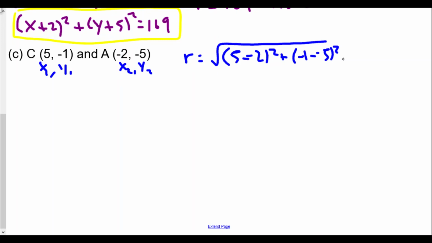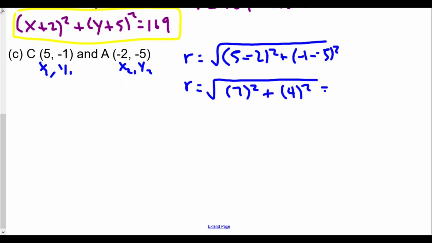Now, I switched it around. In this case, I could write this -2 minus 5, and then -5 minus -1. In the end, when you square, the sign doesn't matter. So if you switch them around, this is one of those formulas a little bit forgiving in putting the numbers in of the order for x1, x2, and y1, y2. Just can't mix x and y's. So we got, in this case, 5 minus -2 is going to be positive 7 squared, and -1 minus -5 is the same as -1 plus 5, or plus 4 squared.